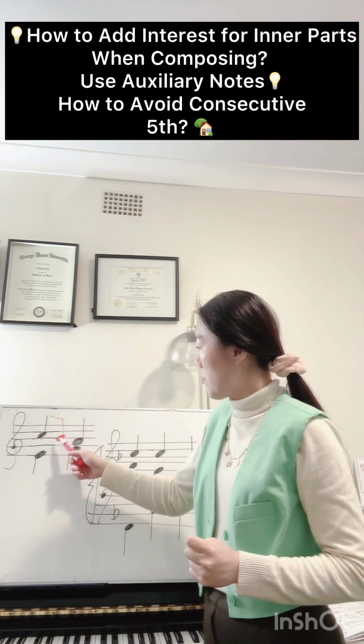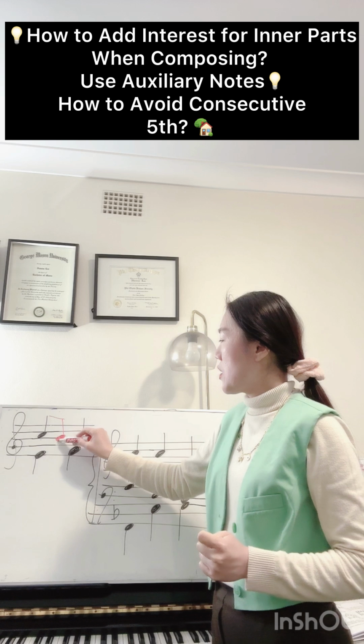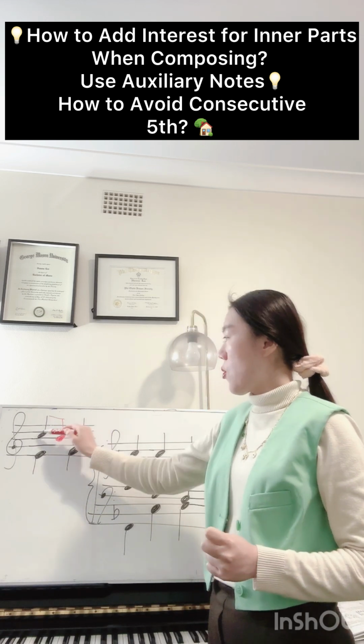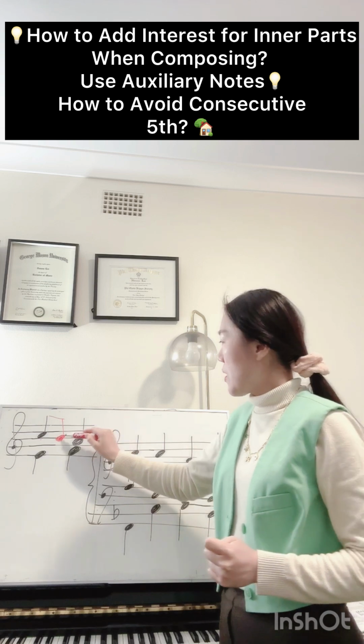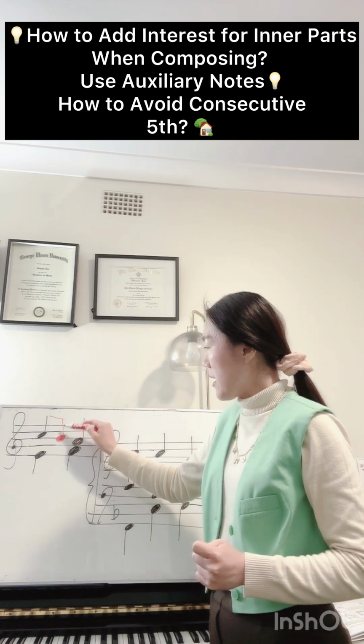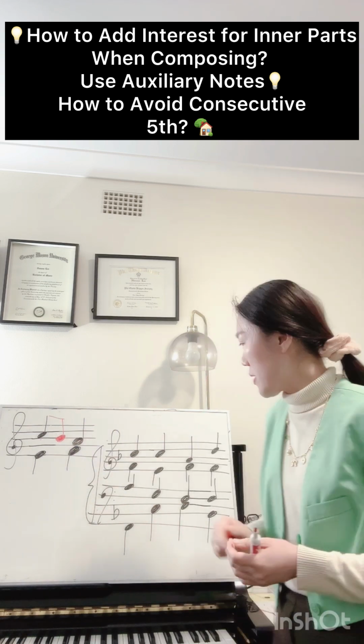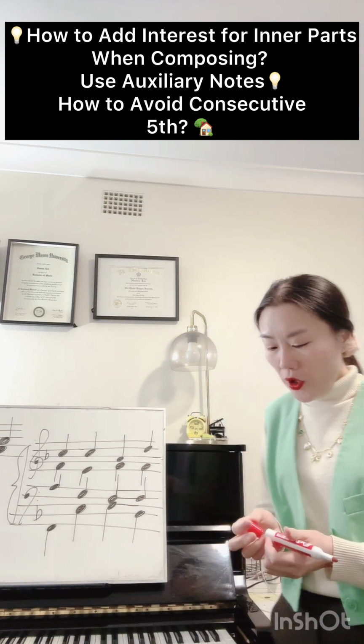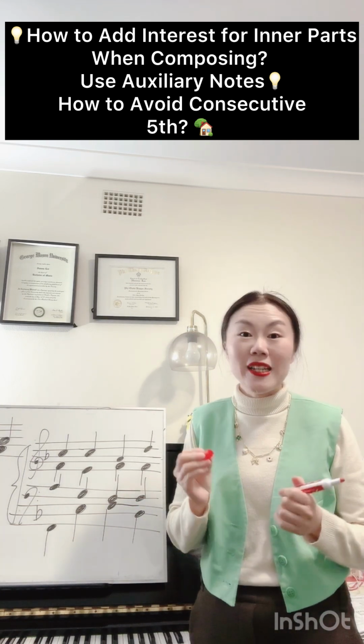So this is an interval of a third, so I'm adding the passing note in between, which is the note between the chord tones C and A. So I'm adding B, right, next to C as a passing note. Now we're going to talk about how we can use the auxiliary note. So auxiliary notes are also called neighbor notes.